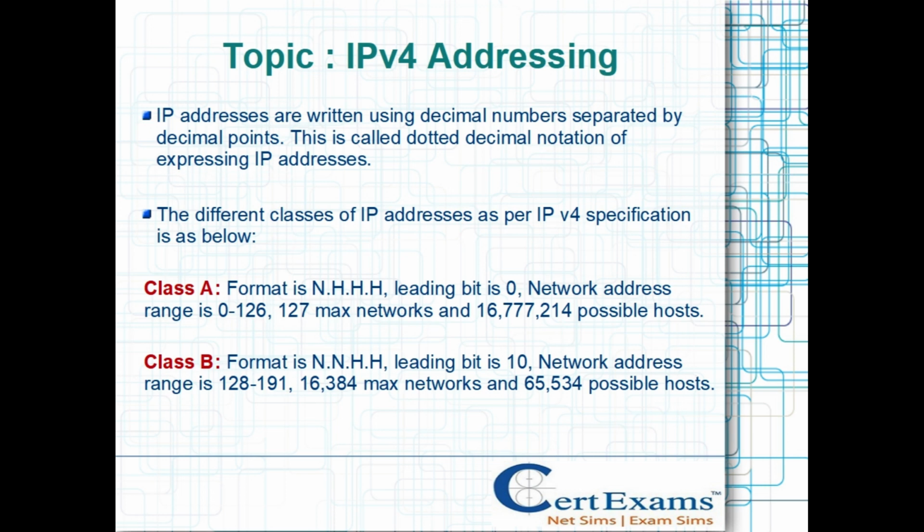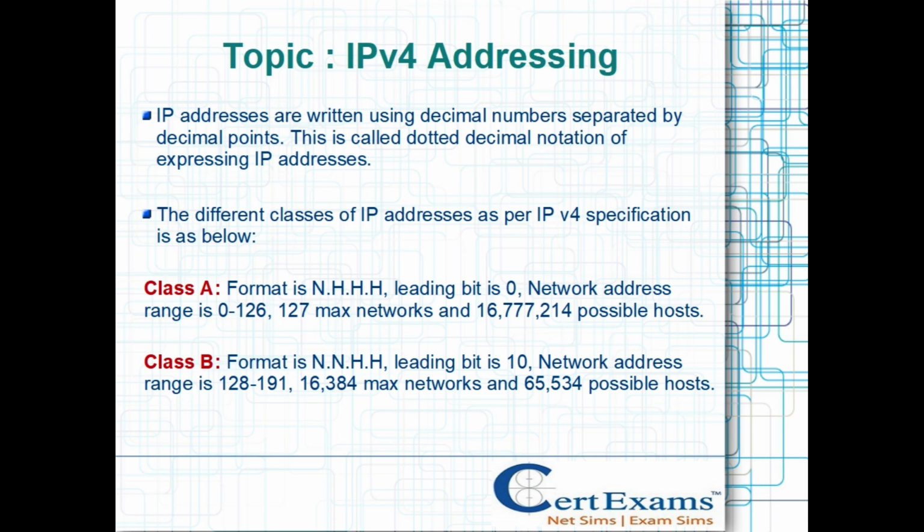For Class A addresses, the format is N.H.H.H, leading bit is 0, network address range is 0 to 126, which means 127 max networks and 16,777,214 possible hosts.